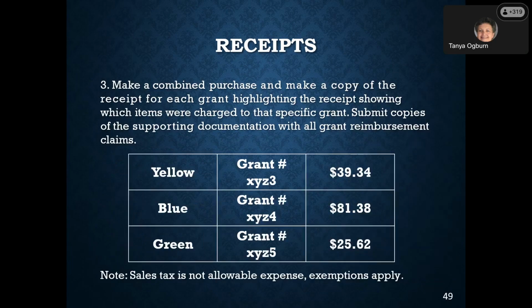Also, if making a combined purchase, make a copy of the receipt for each grant, highlighting the items on the receipt, showing which items were charged to that particular grant. Submit copies of the documentation with all grant and reimbursement claims.